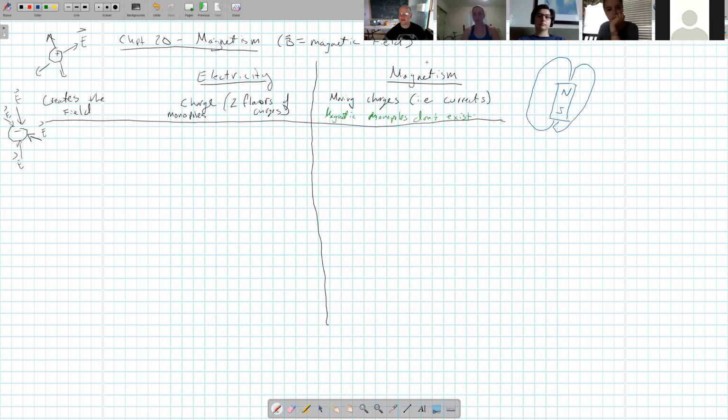Well, what happens if I take that bar magnet and I cut it? For example, if I take this and cut it in half, now I'm going to make two smaller bar magnets, one with a north side and a south side. Over here, I'm going to make a north side and a south side.